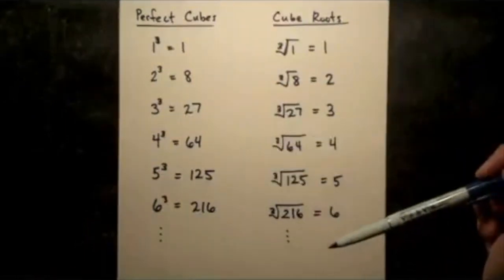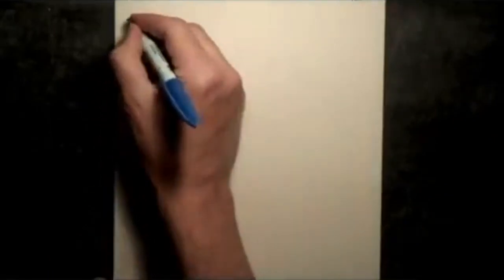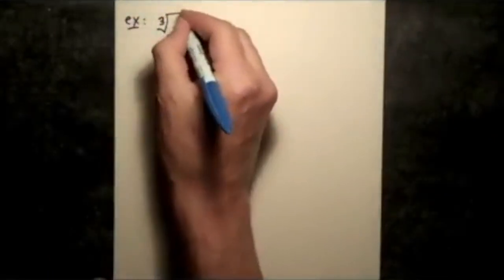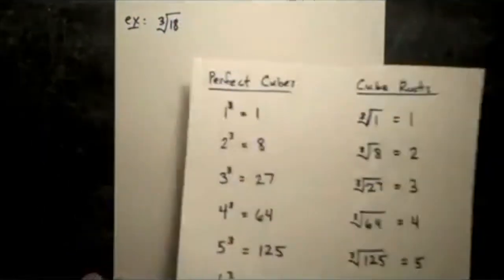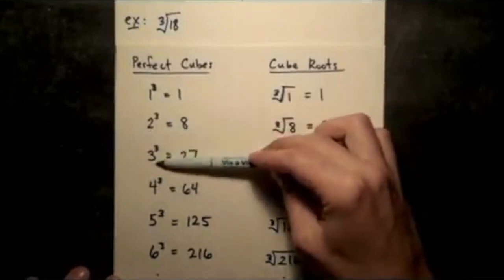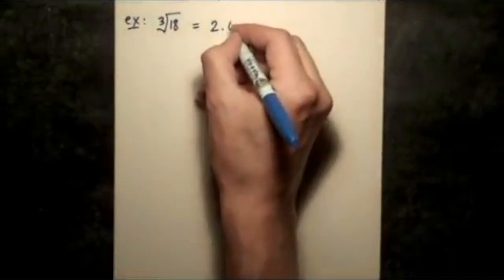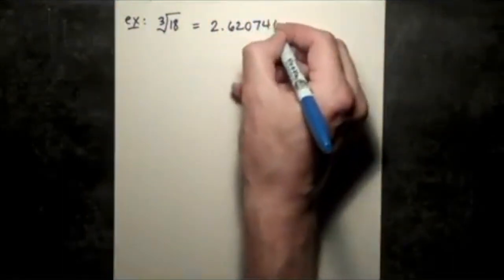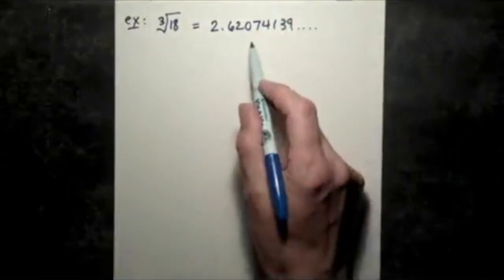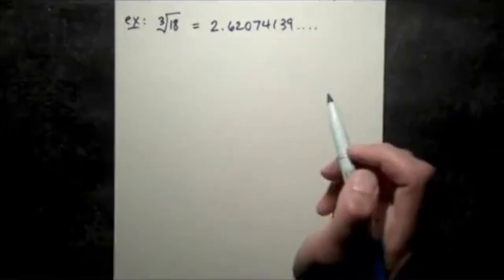So let's end with an example of the cube root of a number that's not in this list. We'll consider the cube root of 18. And we can see that since 18 is in between 8 and 27, the cube root should be between 2 and 3. My calculator gives me 2.620741139. This decimal goes on forever with no repeating pattern. So this is another example of an irrational number.